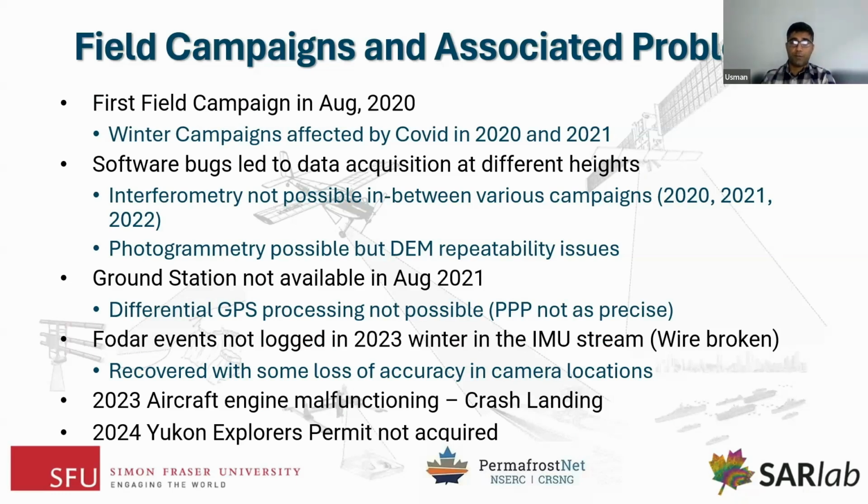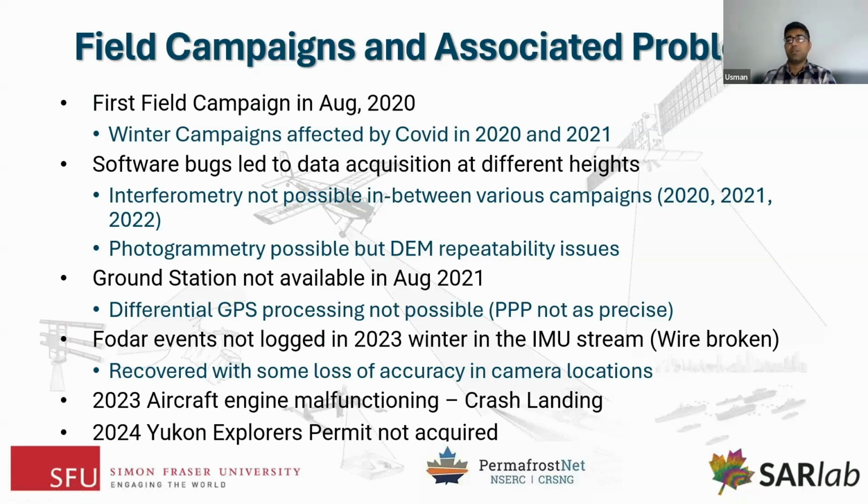All the information that we lost during our past campaigns, we now have in a state where we can tell during flying if anything is going wrong with the system. For example, initial problems were that during COVID we were not allowed to do field work in winters, so that caused some loss of data for analysis. Then a system upgrade in 2021 led to a software bug, which also led us to acquire data at different heights.